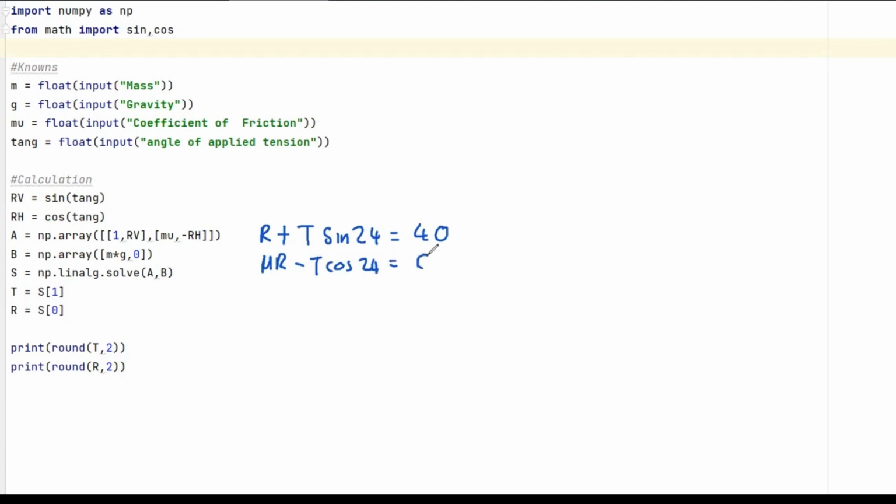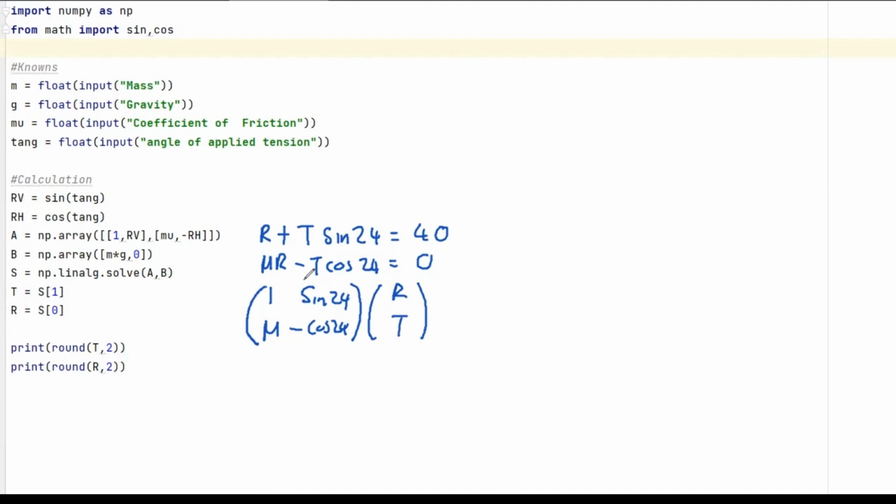So you can see here 2 equations, 2 unknowns. And we also talked about it, in order for Python to be able to solve it, we had to restate it in a matrix form, which was this. So in this case, our coefficient was 1. So 1 times R is R. And then here would be sine 24. And then here would be mu. And here would be minus cosine 24. And our two unknowns, x and y, but in our case, it's going to be R and T.